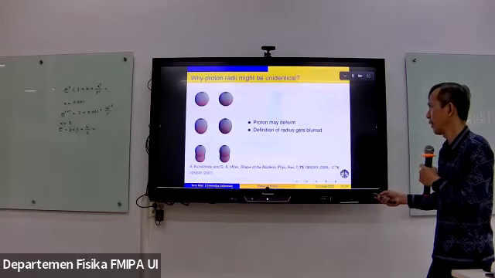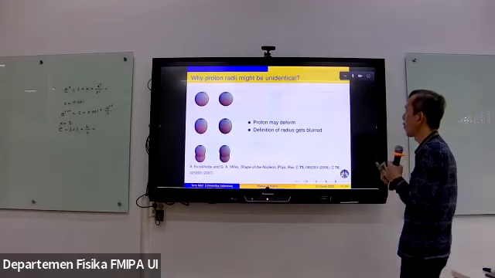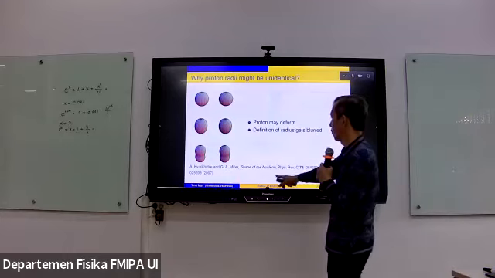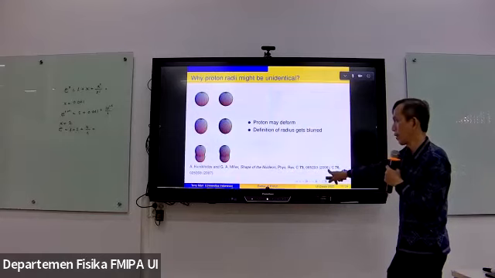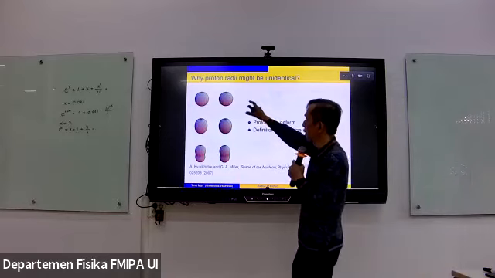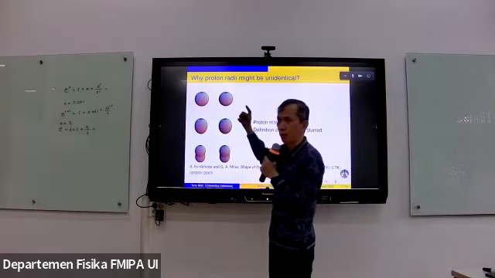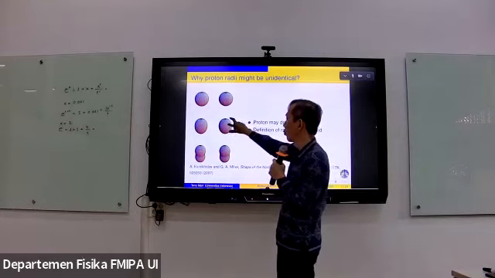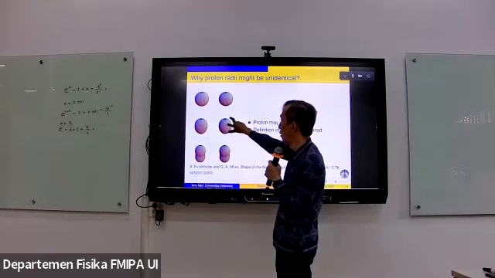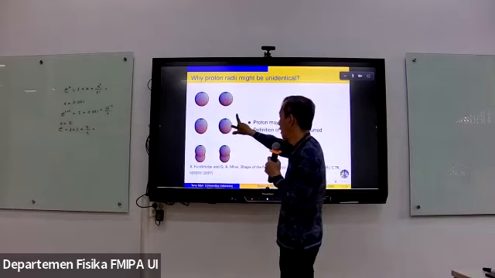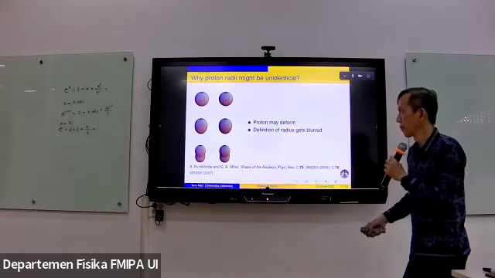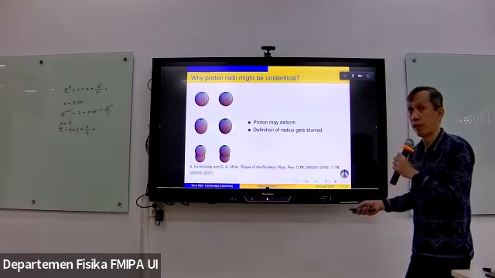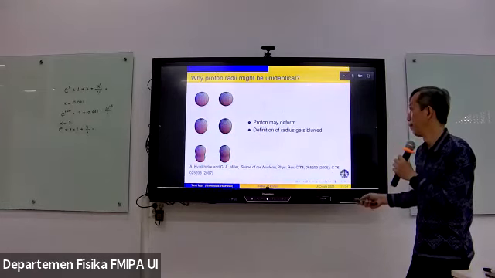So physically, we said that the proton may deform. This is taken from this paper, Physical Review C, 2006. The proton can have a spherical form, also this is prolate, yeah, this is prolate. Correct. And you can also have oblate.